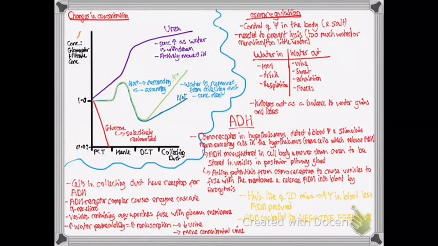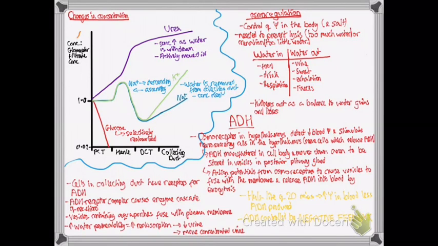so the ADH then goes away, the aquaporins return into their vesicles, the collecting duct reduces its permeability to water, therefore less water is reabsorbed when there's high water potential in the blood, because we don't release ADH. So low blood water potential, we release ADH, increase reabsorption, and high blood water potential, then we do not release ADH, and the collecting duct does not reabsorb as much water.